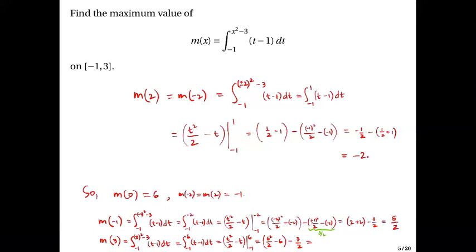So 6 squared, that's 36. 36 over 2, that's 18. And then 18 minus 6, that's 12. So 12 minus 3 halves. This is 21 over 2.